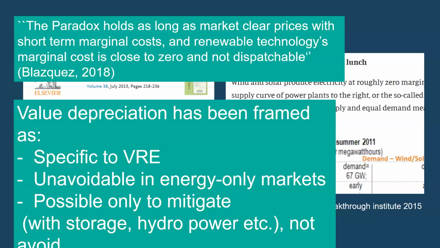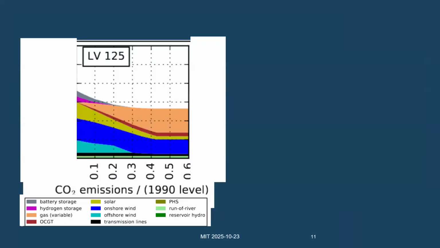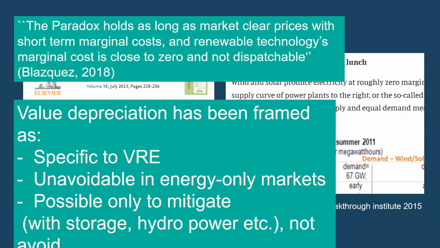So market value depreciation has been framed as specific to wind and solar, unavoidable in energy-only markets, and possible to slightly mitigate using flexibility options, but not avoid. What is value depreciation? It means market value decline, so that the market value decreases with penetration level.